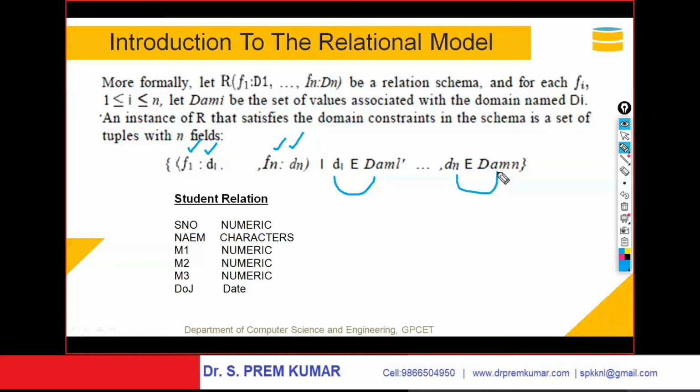Example, you observe here, student number, let us say numeric. Student number is a field, and this is nothing but the domain, which is numeric. Name is a character type. Mark 1, Mark 2 and Mark 3 are numeric. Date of joining, or date of admission, belongs to a date type.